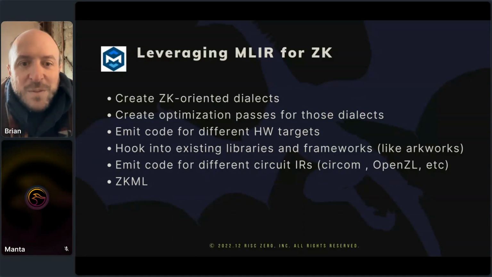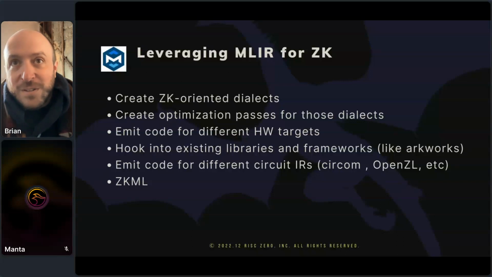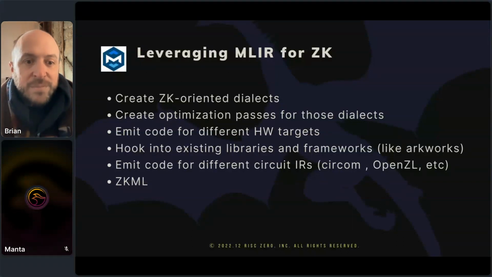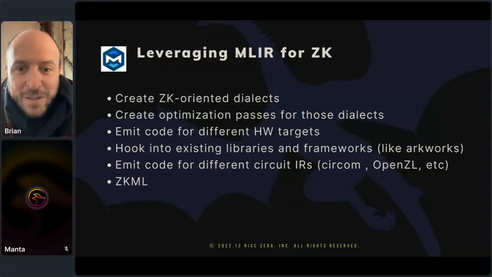So there's a whole bunch of things one might be able to do. You can create IRs that are targeted towards building arithmetic circuits. You can emit code for different hardware targets. Once you have these dialects, you could hook them into things like ArcWorks, which would, in theory, make it easier for developers to leverage custom hardware. And I think there are some interesting routes there for zkML. People have done some interesting things there with TVM, and I think the opportunities for combining all of this in one giant compiler start to become more obvious over time.